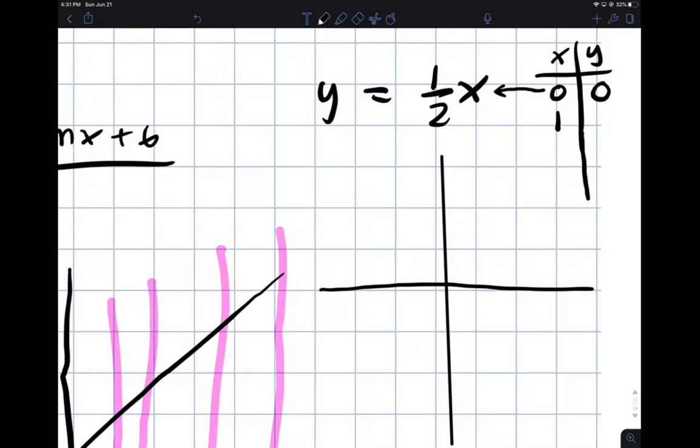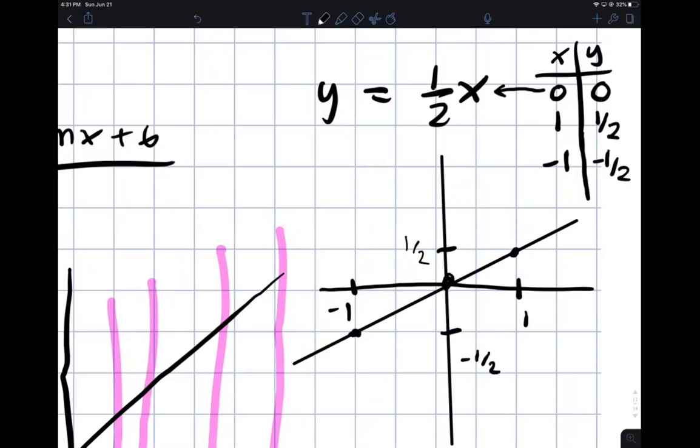One half. When x is minus 1, what do we have? Negative half. All right, so let's put it here. When x is 1, let's say 1 is here, then y is 1/2. When x is minus 1, y is minus 1/2. So the line looks like this. It's just a very steep line.